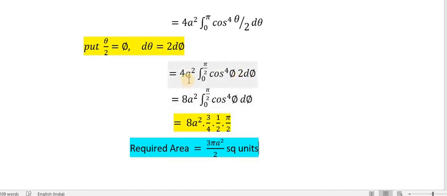So 2 into 4a square, it is 8a square integral 0 to pi by 2 cos to the power of 4 phi d phi. Now here we made use of the reduction formula. So we get 8a square into 3 by 4 into 1 by 2 into pi by 2. Therefore the required area is equal to 3 pi a square by 2 square units. This is the area bounded by the cardioid.